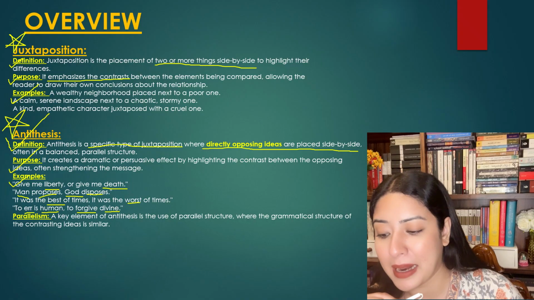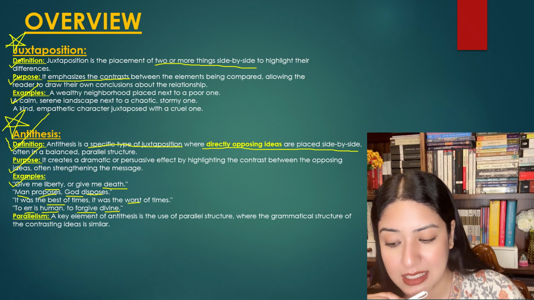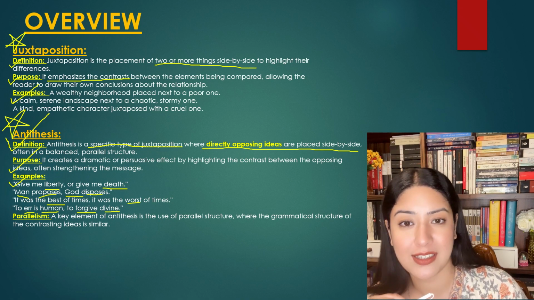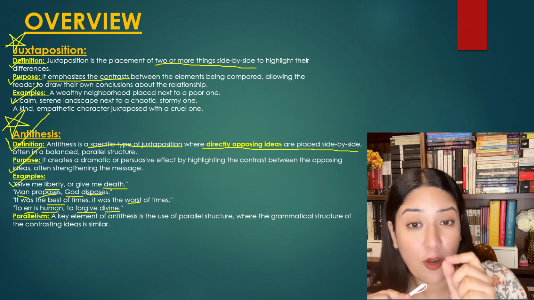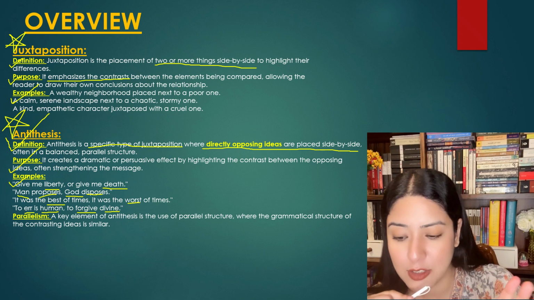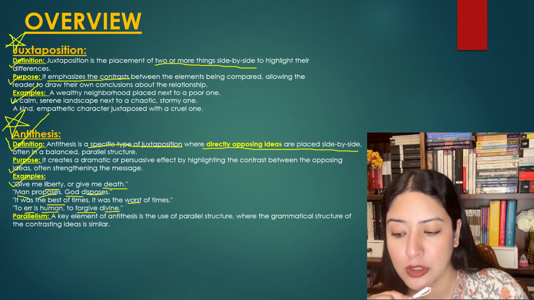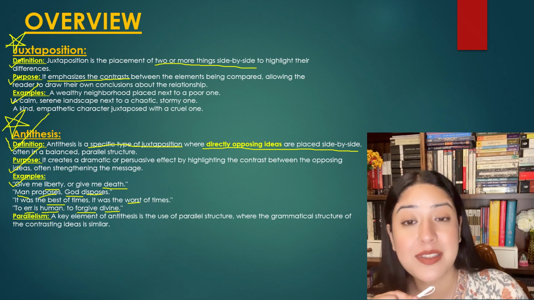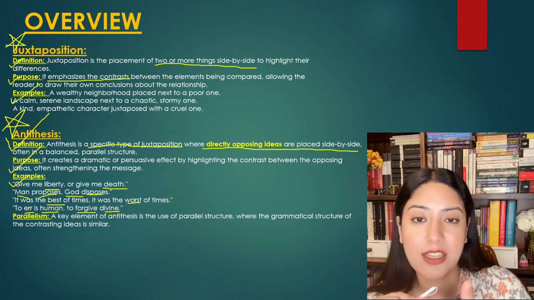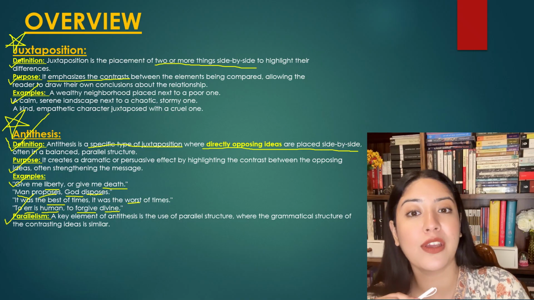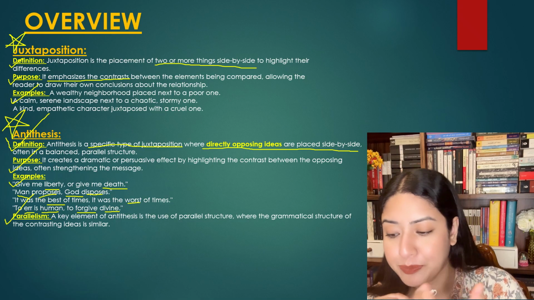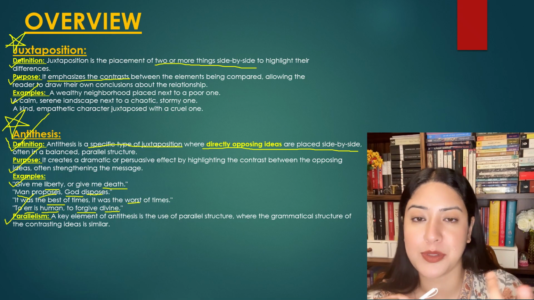Now we have to look at the parallelism. A key element of antithesis is the use of parallel structure. See, it's balanced, right? The comma is there in between, so it's a parallel structure where the grammatical structure of the contrasting ideas is similar. Give me liberty or give me death, it's similar, okay? Man proposes, God disposes, it's similar.